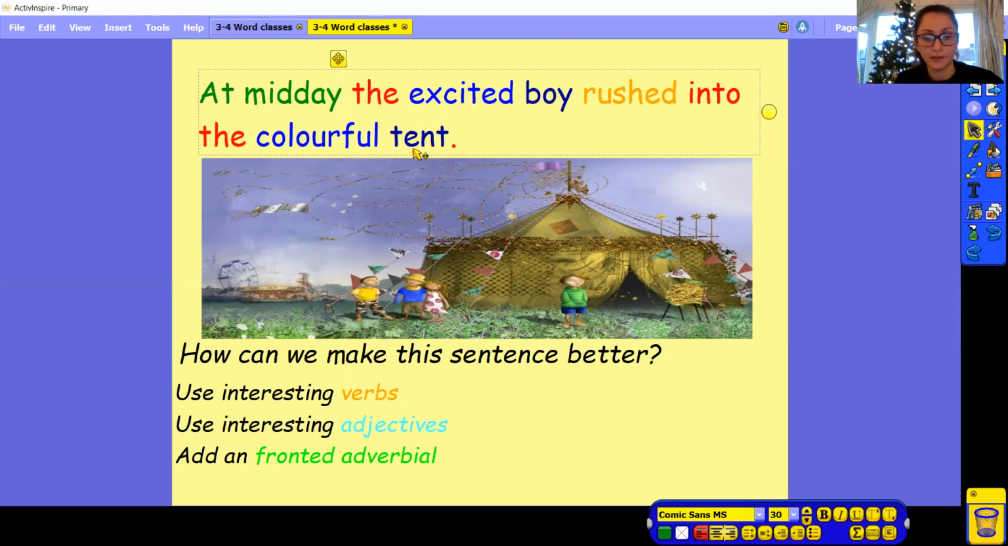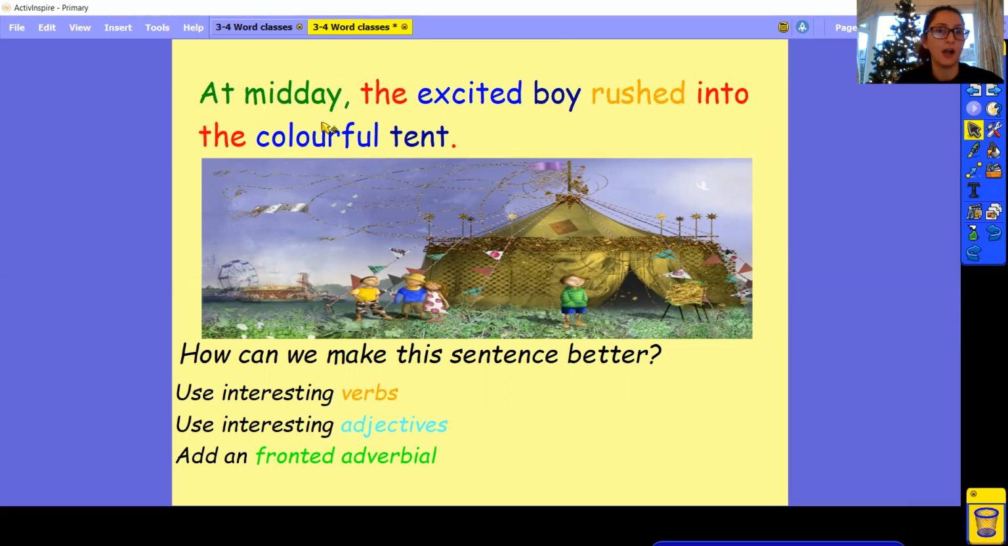Well done if you said a comma. So at midday, the excited boy rushed into the colourful tent. That is loads better. We've managed to level that word massively. So instead of at the start, we had the boy walked into the tent, and now we've levelled it to: at midday, comma, the excited boy rushed into the colourful tent.